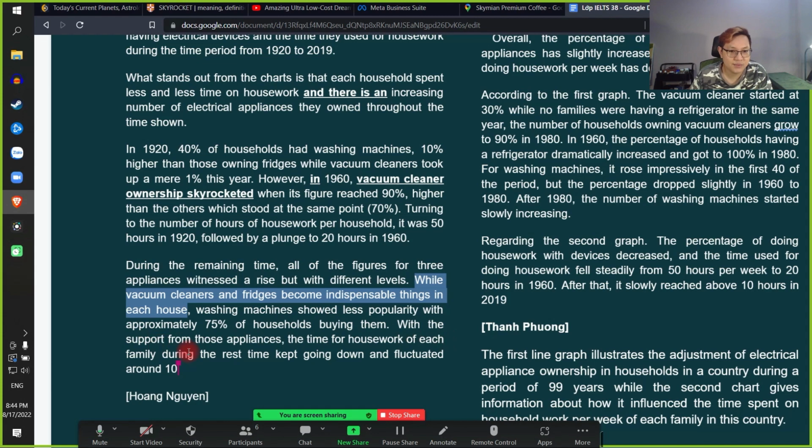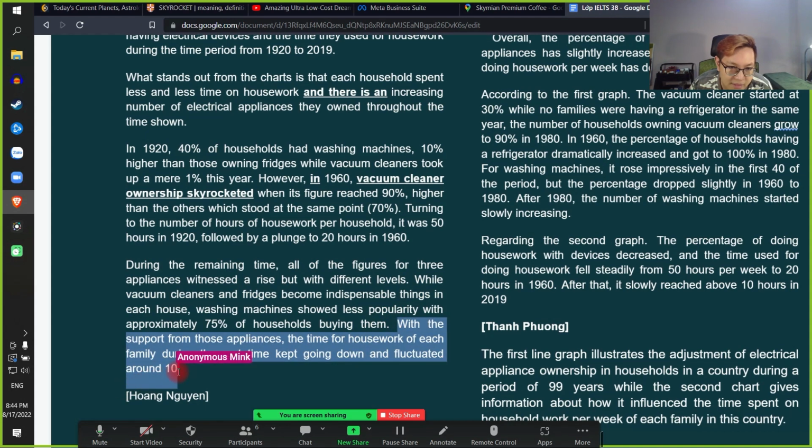With the support from those appliances, với sự ủng hộ, với sự giúp đỡ từ những cái công cụ đó. The time for household of each family. Okay, once again there's a logic problem. And you didn't even end the sentence here. Cho nên em không có dừng cái câu này luôn, là không có dấu chấm phải vậy đó. Và có một vấn đề logic ở đây. You forgot, Oh, you said you forgot. Yeah. Okay. And there's a logic problem here. Vấn đề logic lần nữa nè.